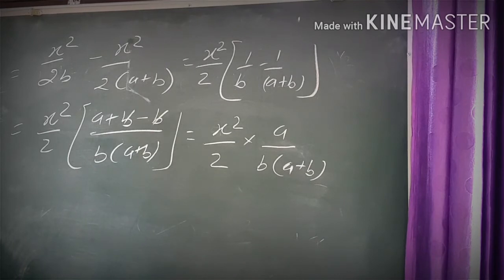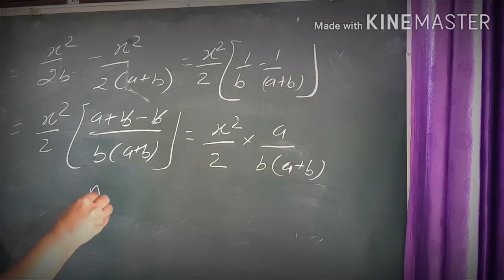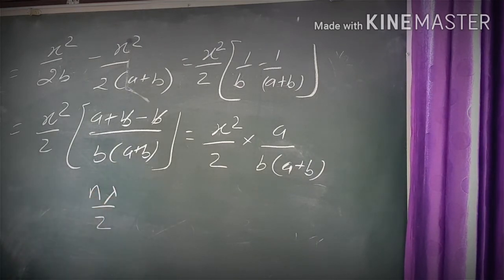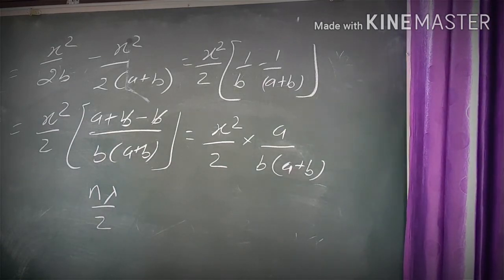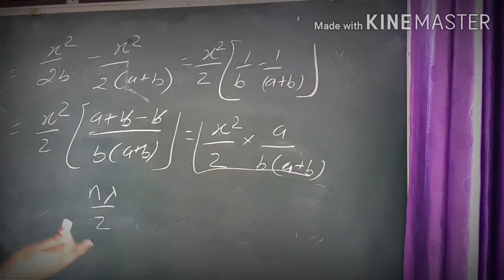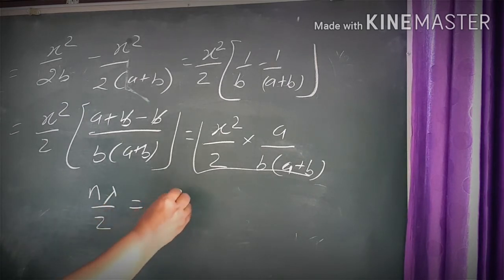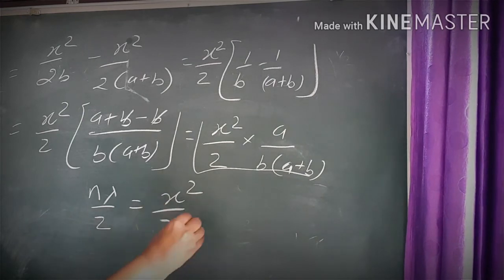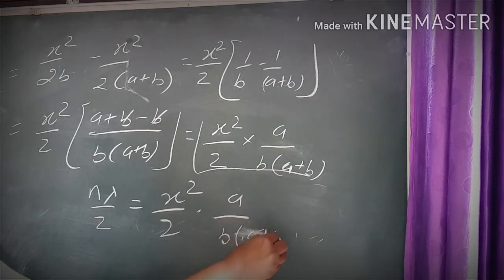But for n half period zones: one half period zone creates a path difference of lambda by 2, and n half period zones create a path difference of n lambda by 2. We are taking into consideration n half period zones, so we can write n lambda by 2 is equal to x square by 2 into a by b into a plus b. This is the path difference.